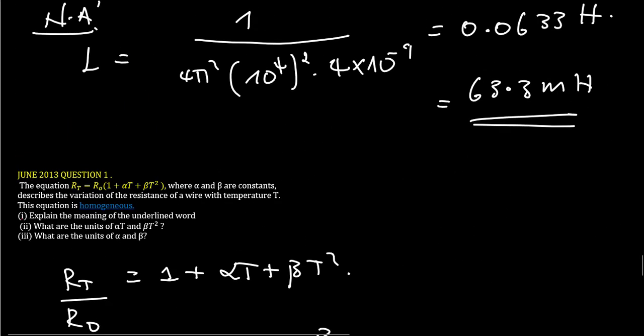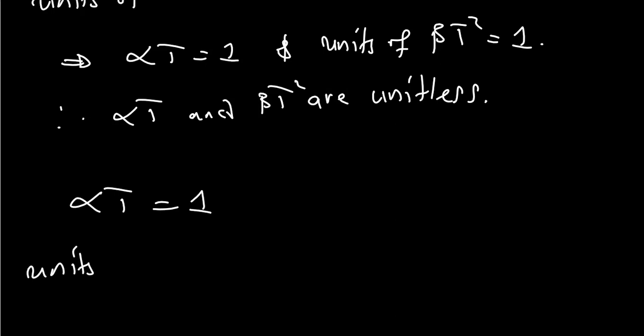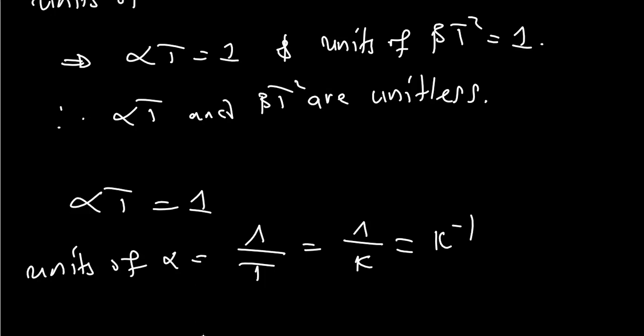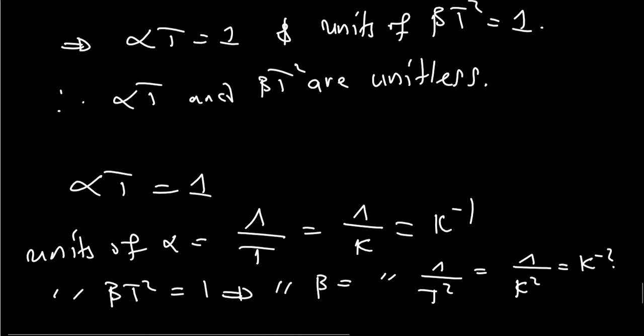Now the third part says what are the units of alpha and beta. Since alpha T gives 1, the unit of alpha will be equal to the unit of 1 divided by capital T. But capital T is the temperature which is measured in Kelvin, so it's 1 over K, which gives per Kelvin. Also, since we are looking for the unit of beta from beta T squared, which is equal to 1, the unit of beta will be equal to 1 divided by capital T squared, which is 1 divided by Kelvin squared, per Kelvin squared. So those are the respective units of alpha and beta.